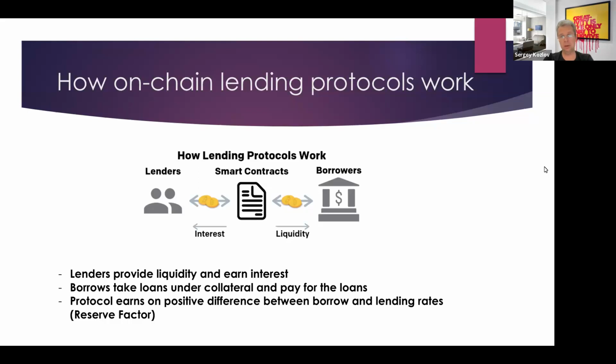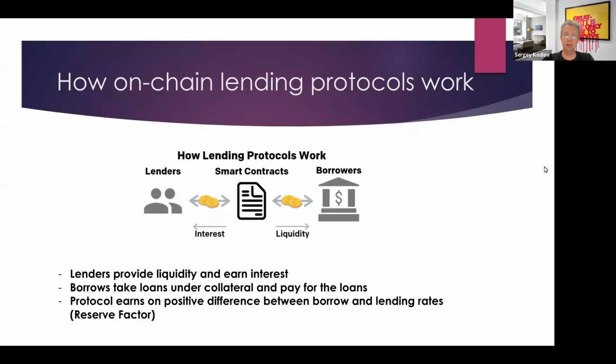And we have also the other side. That's the borrowers. That's the people, the companies, if we talk about the real world, who take loans. If you have a credit card loan, a car loan, a mortgage, that's all the same. Someone funded these loans with liquidity, and you use this liquidity to take a loan and buy something. So here it is the same.